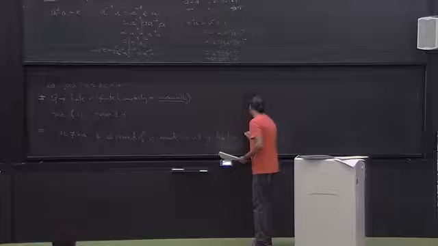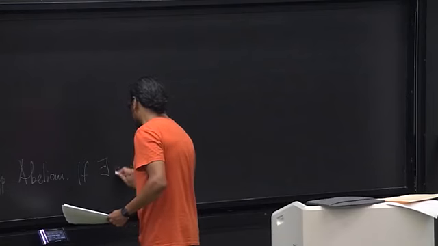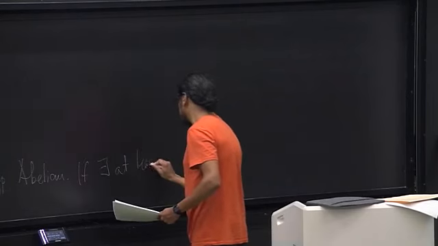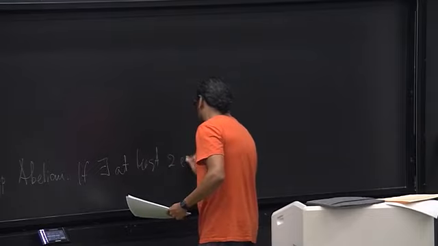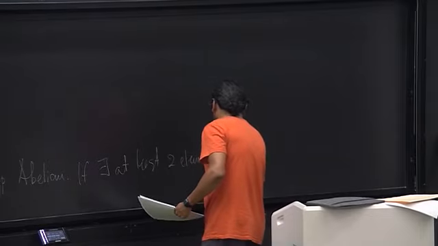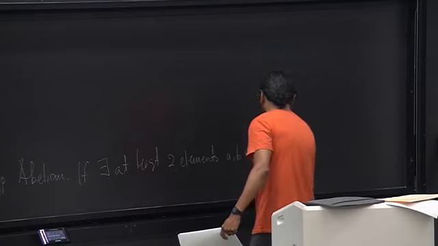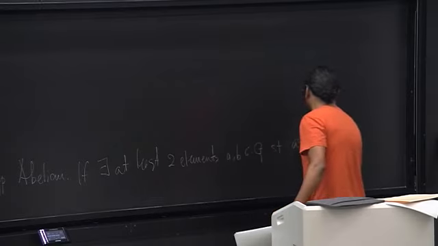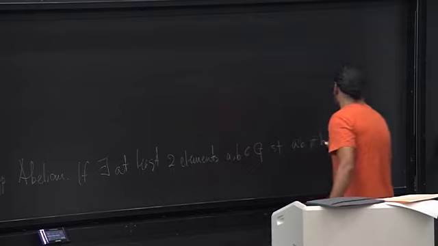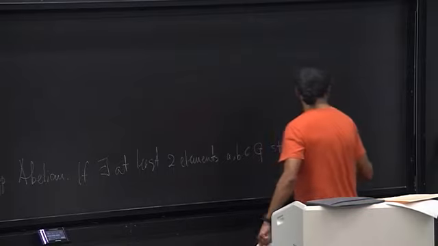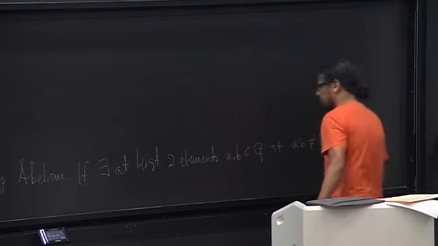So if there exist at least two elements, A and B in G, such that AB is not equal to BA, then we call the group non-abelian.